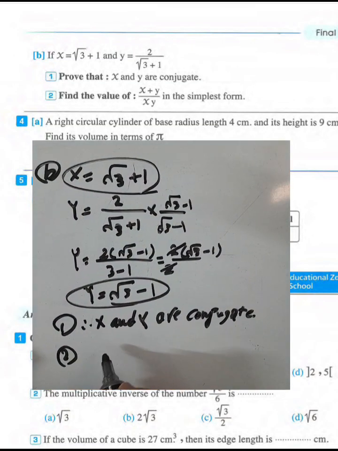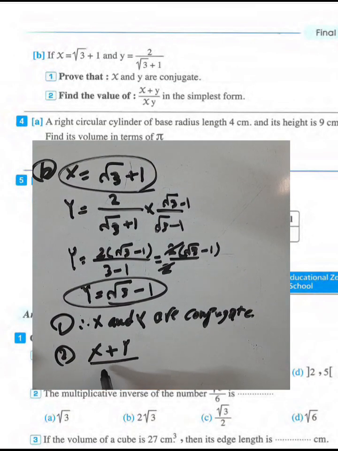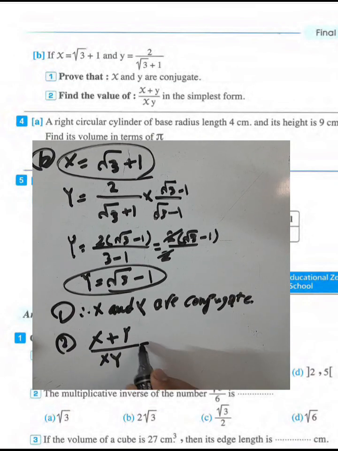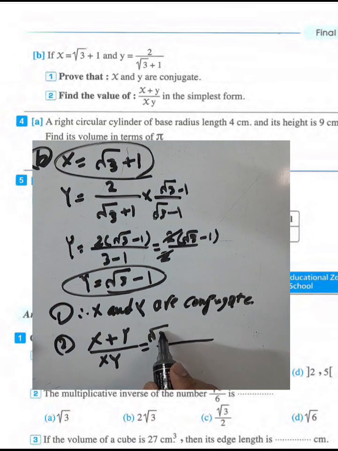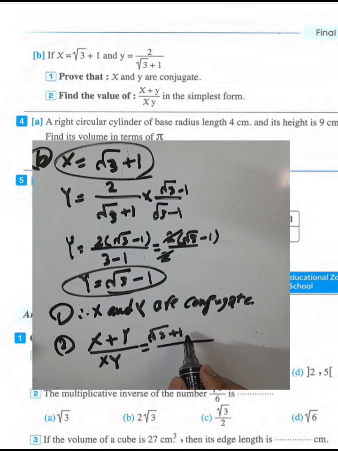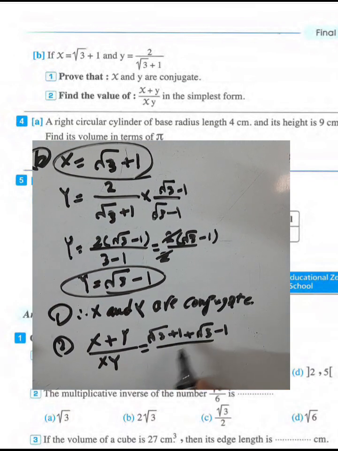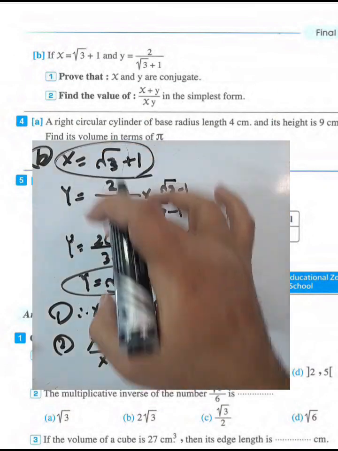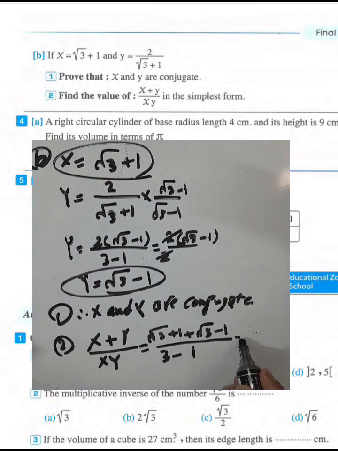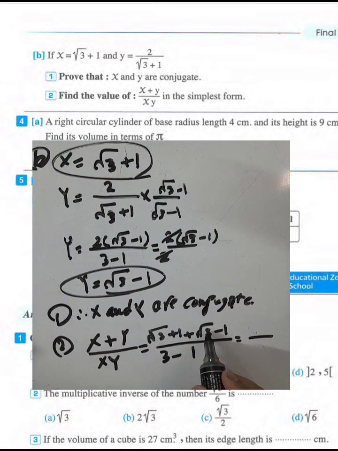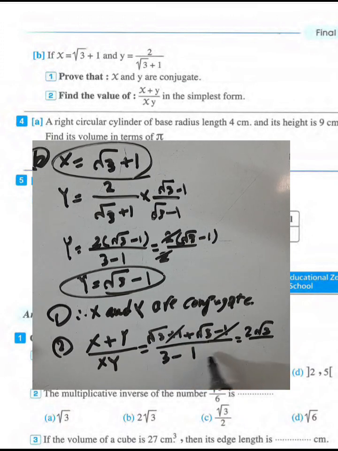Find the value of (x plus y) over (x times y). For x plus y, we add them: root 3 plus 1 plus root 3 minus 1. And for the product between them, root 3 times root 3 is 3, and 1 times negative 1 is negative 1. The sum gives 2 root 3, since negative 1 cancels positive 1, and 3 minus 1 is 2.